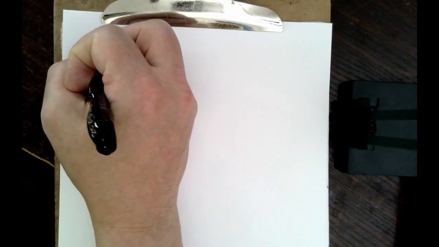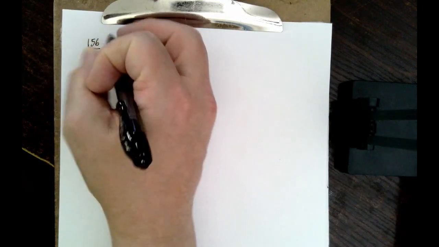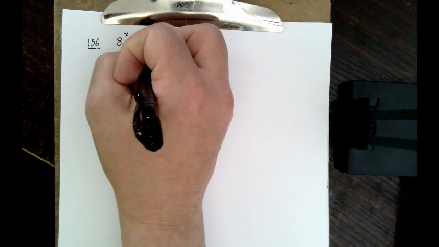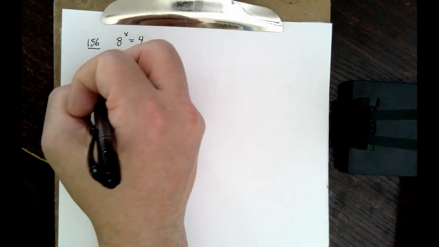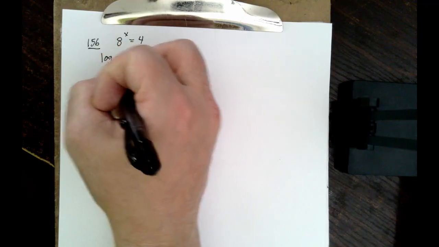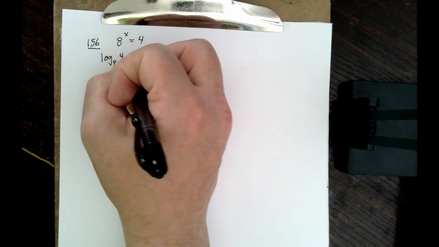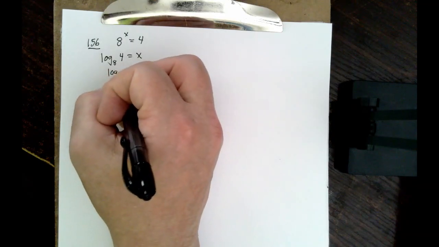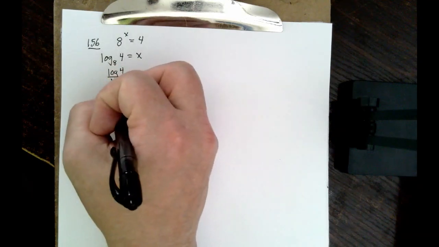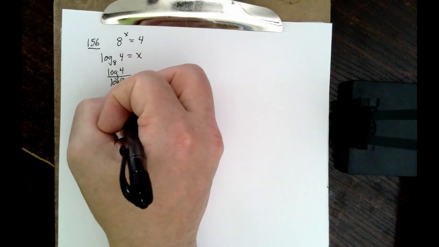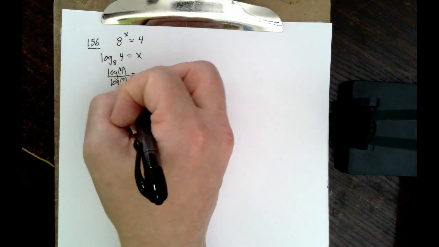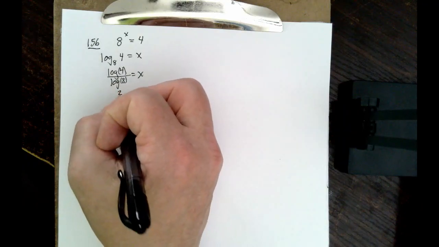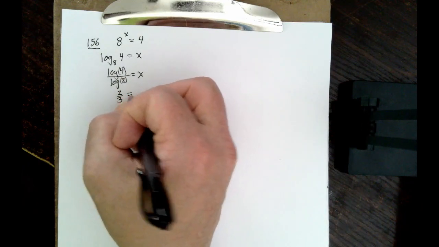Alright, question 156. 8 raised to the x equals 4. So you can just take log base 8 of 4 equals x. Use your change of base. And you get 2/3, or 0.667.